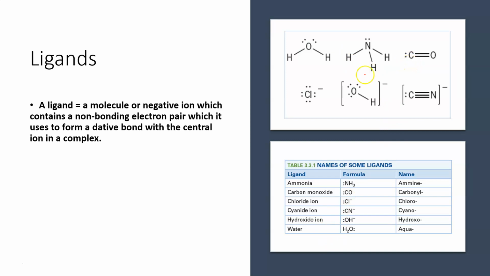Some are neutral, such as our carbon monoxide, our ammonia, water. Some are negatively charged, our chloride, hydroxide, and cyanide ions. These are each given specific names in their ligand form. So amine for ammonia, carbonyl for carbon monoxide, chloro for the chloride, cyano for cyanide, hydroxo, and aqua.